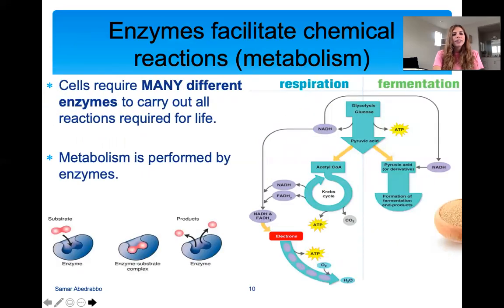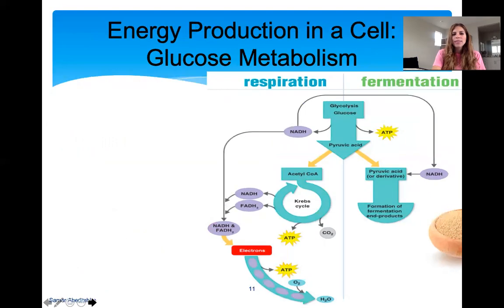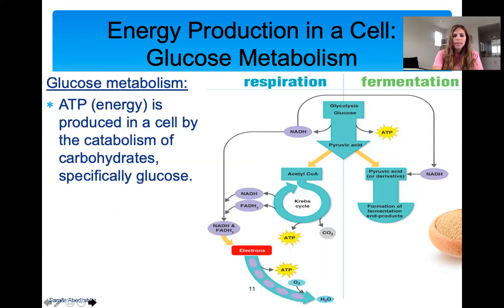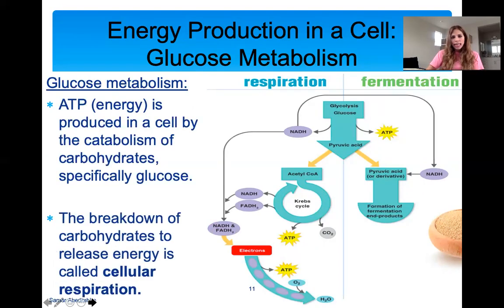So cells require so many different enzymes to carry out metabolism, and we're going to talk about these enzymes in metabolism. So just keep in mind that whenever I say a word that ends in ASE, it's an enzyme. And so now we're ready to talk about energy production in a cell, and that is glucose metabolism. So energy, ATP, is produced in a cell when a cell breaks down a component of a macromolecule like food. So we're going to focus on catabolism of carbohydrates.